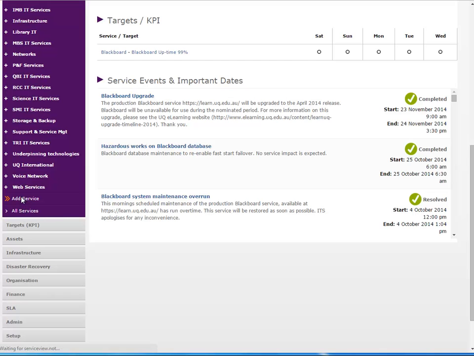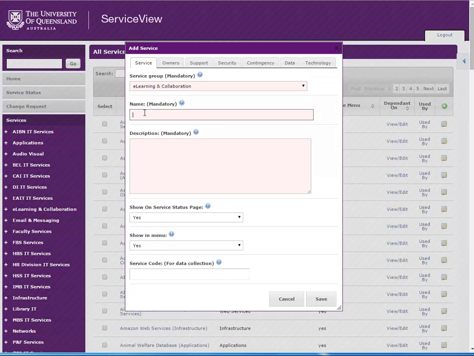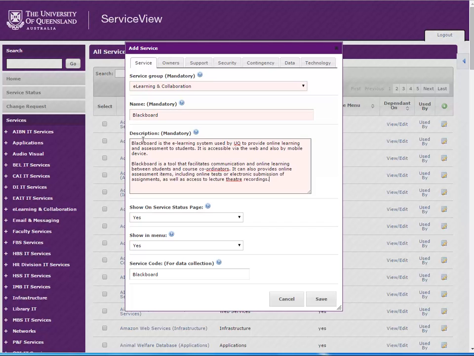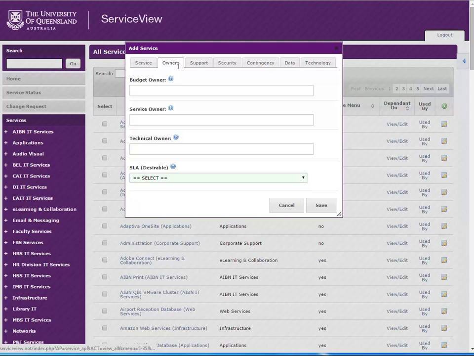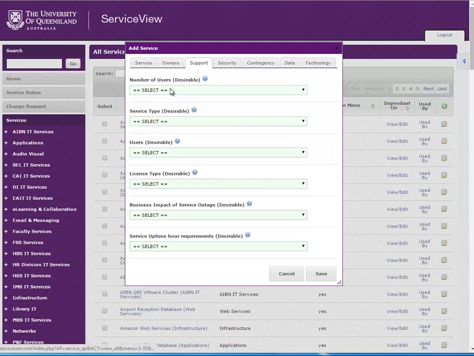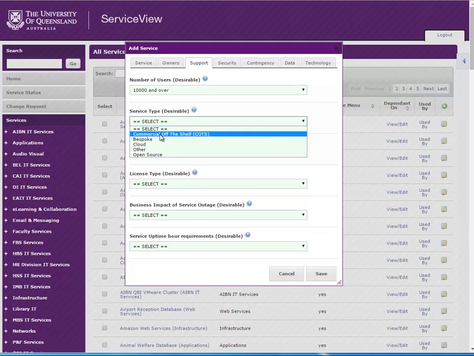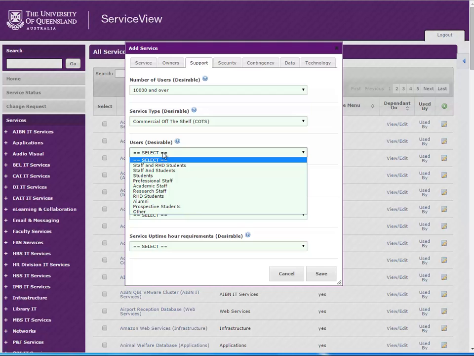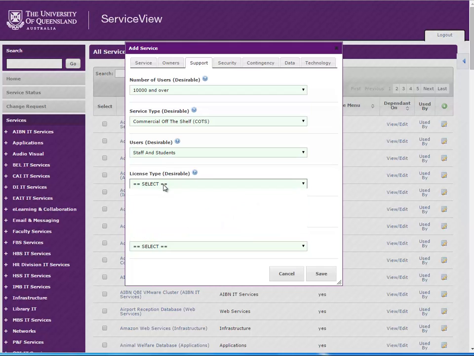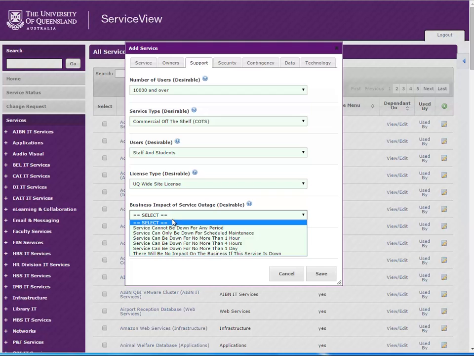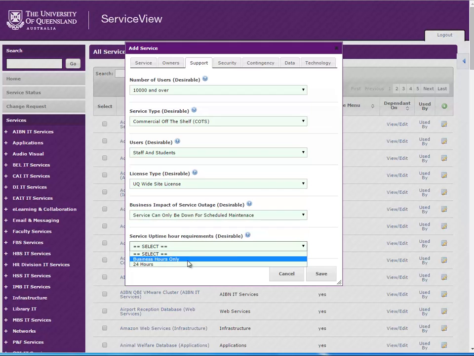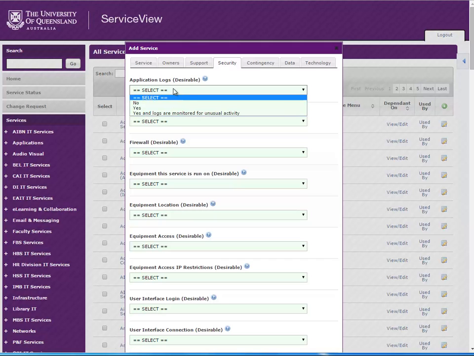In this example, we are entering Blackboard, the central e-learning system. The service name and description are first. Then the budget, business, and technical owners, the number of users of the service, the type of technology, i.e. commercial, open source or bespoke, the type of users, the license type, the impact to the business of an outage, and the uptime requirements. We then capture information about how well the service is being run.